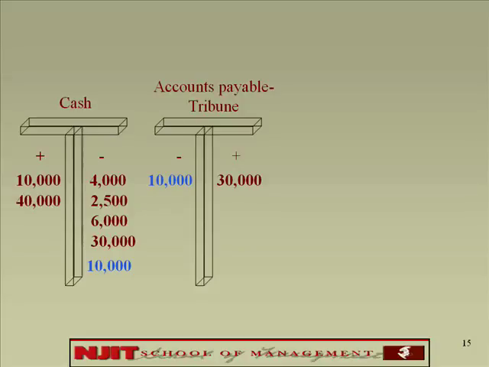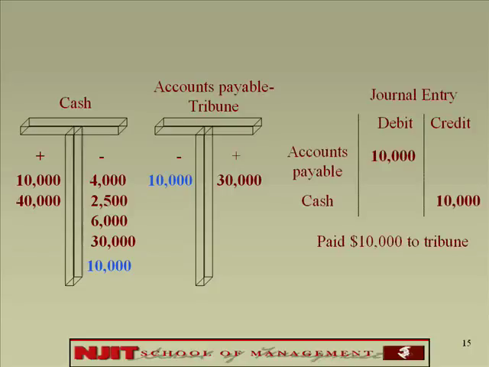Cash minus 10,000. So 10,000 on the right. Accounts payable minus 10,000. So 10,000 on the left. So the transaction recording: debit accounts payable 10,000, credit cash 10,000, and the journal entry will be like this. There you go.